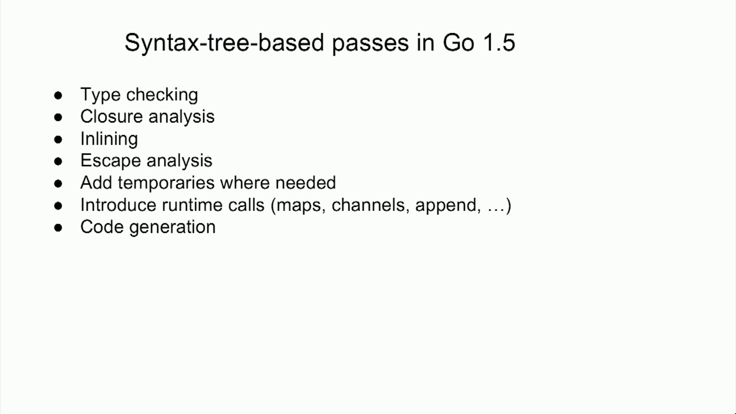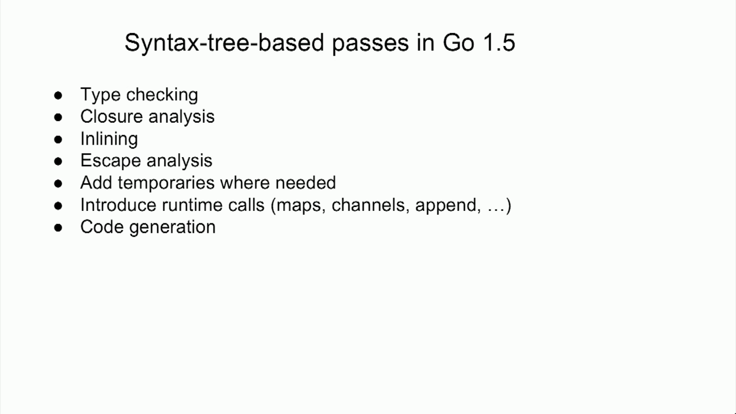We do inlining, which is taking the body of one function and inserting it in place at a call site in a calling function. And that's actually really easy to do with a syntax tree. You just sort of paste one tree into where the call node was in another tree. We run escape analysis, which decides whether variables need to be stored in the heap or on the stack, because if we can store them on the stack, it's much more efficient.